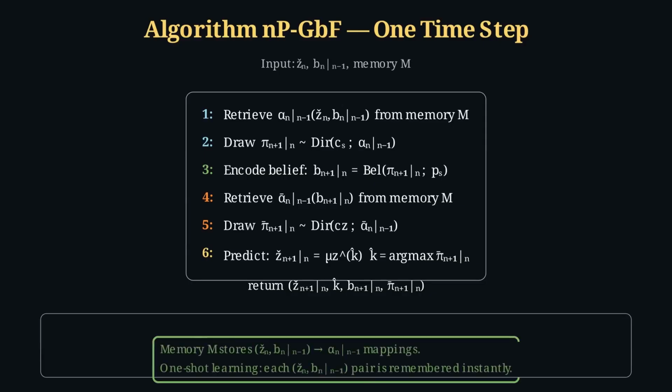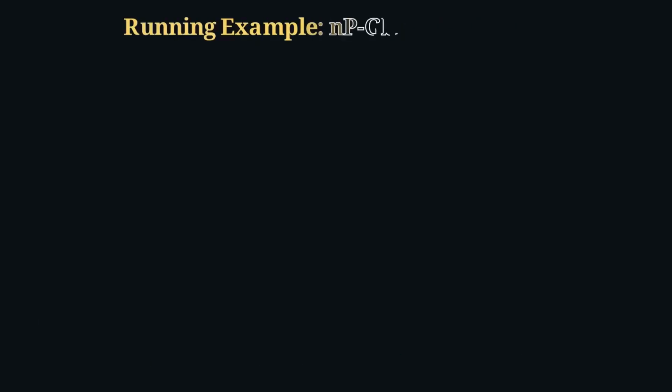The confidence in this prediction, pi bar of k hat, tells us how surprised the model would be if the actual observation is different, enabling anomaly detection. The memory M stores associations from observation belief pairs to pseudo-counts, enabling one-shot learning. Each new pair is remembered immediately.